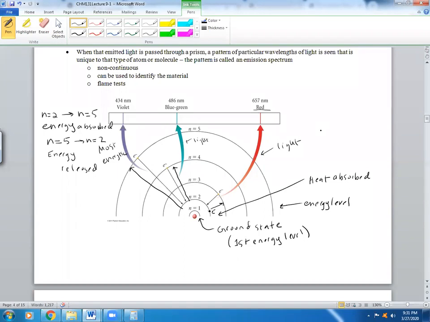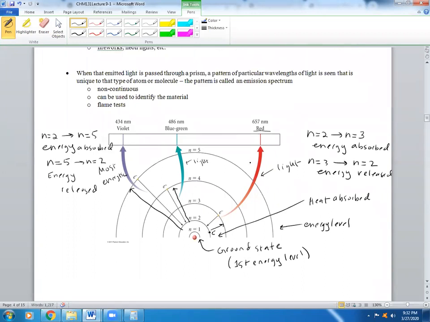Same thing here with red. If you look at red, it was from N2 to N3. So this is energy absorbed. And then from N3 to N2, energy is released, and it's released as red. So this is how fireworks work.